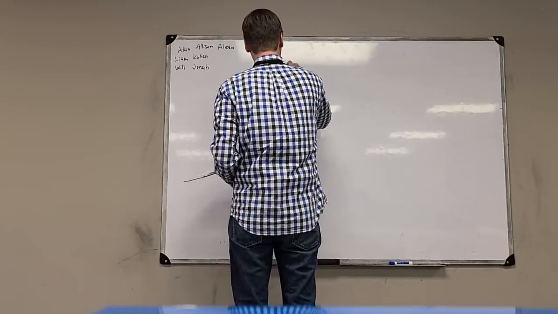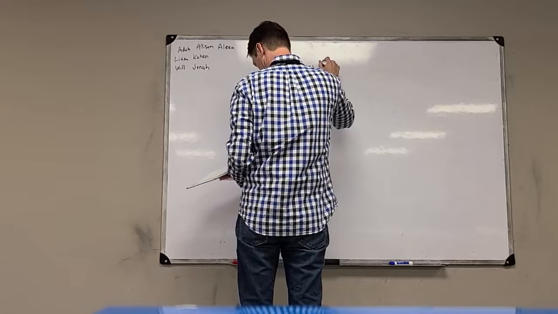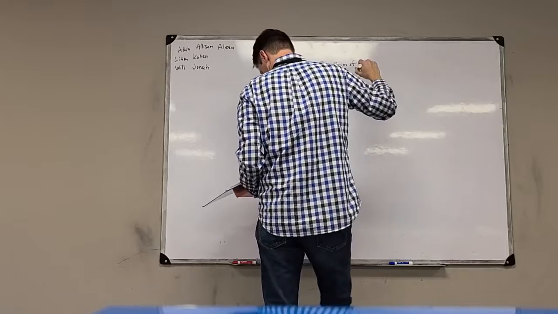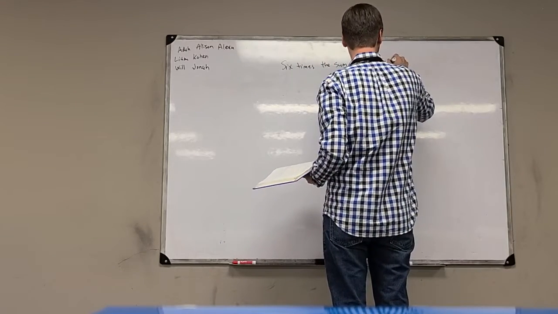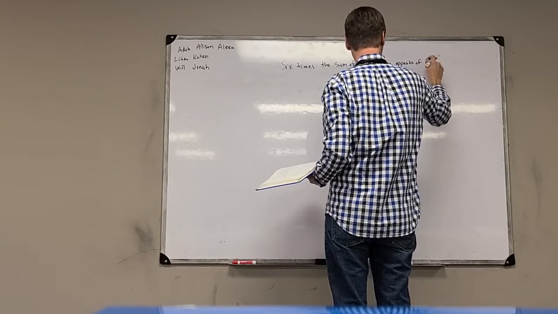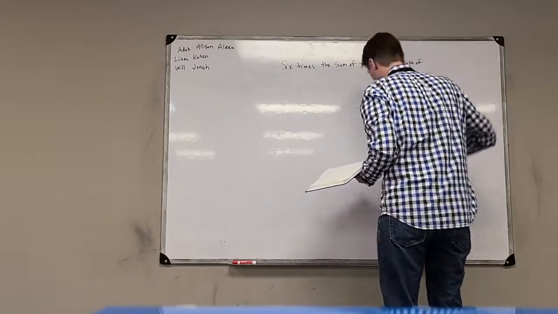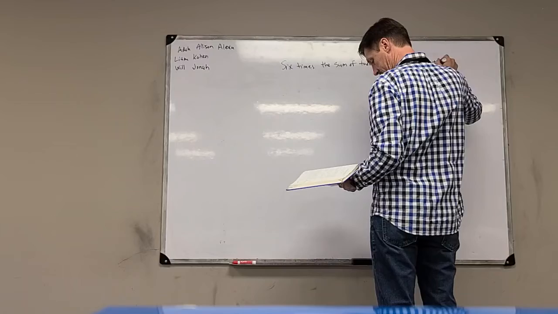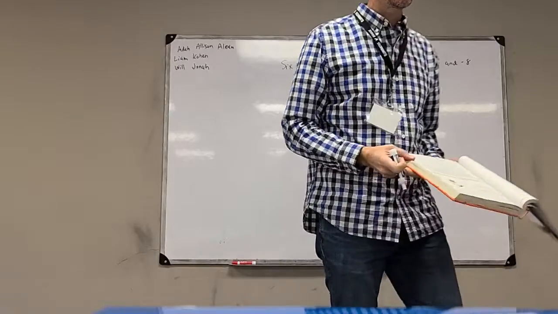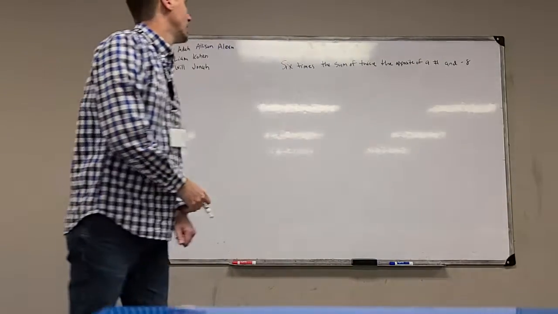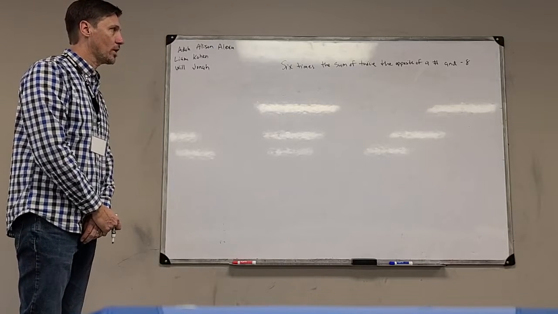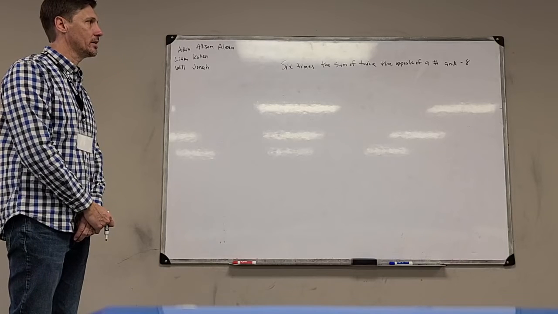6 times, I want to write it down. 6 times the sum of twice the opposite of a number and negative 8. All right, let's take it in pieces. 6 times the sum of twice the opposite of a number and negative 8.